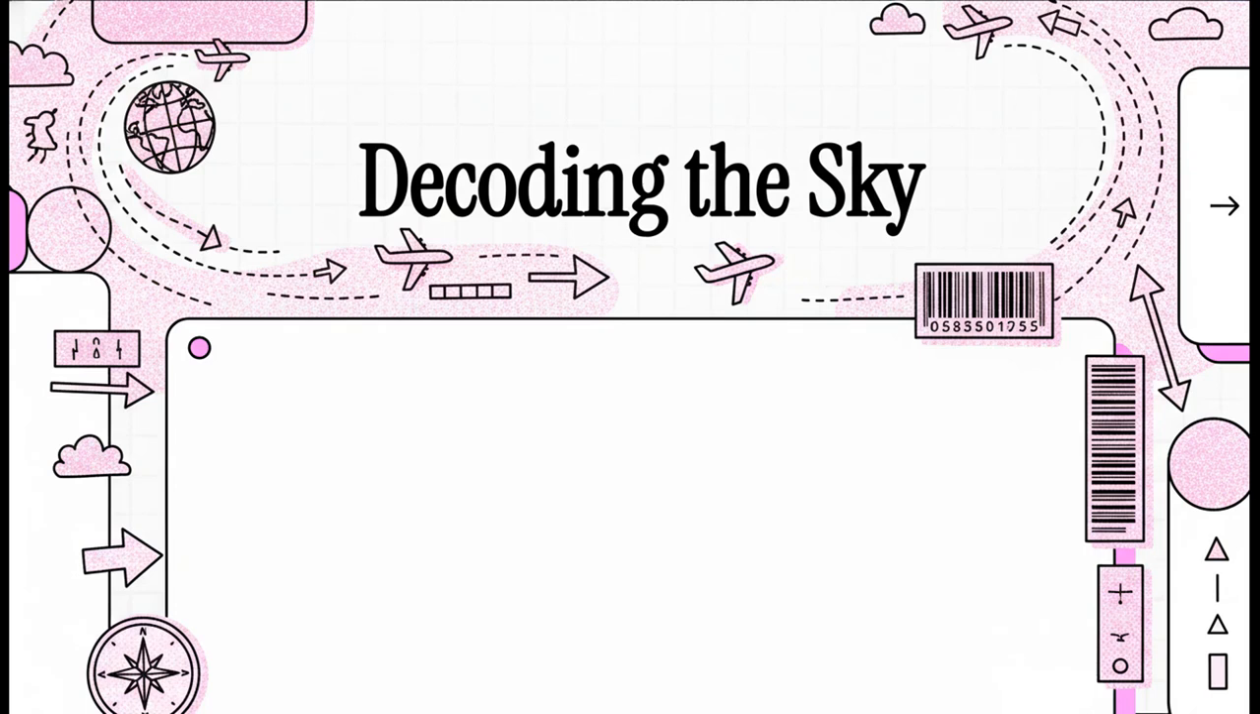All right, let's talk about something we see all the time, but maybe don't think about: hidden codes. They're everywhere, especially when we travel. Today, we are going to zero in on one of the most common ones, your boarding pass. We're about to uncover the secret language that makes global air travel work. And believe it or not, it all starts with a simple list.